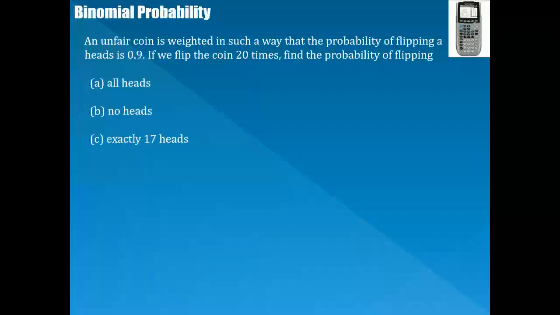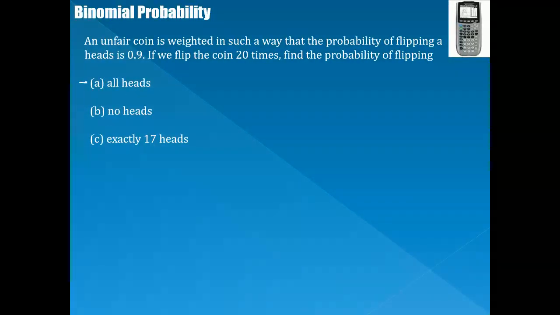So we're going to start off with this. An unfair coin is weighted in such a way that the probability of flipping a heads is 0.9. Pretty crazy coin. If we flip the coin 20 times, find the probability of flipping all heads, no heads, exactly 17 heads. I would suggest maybe you pause the video right now and try those.